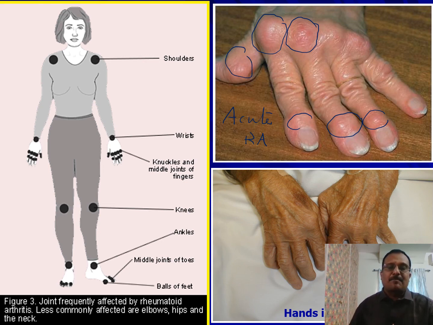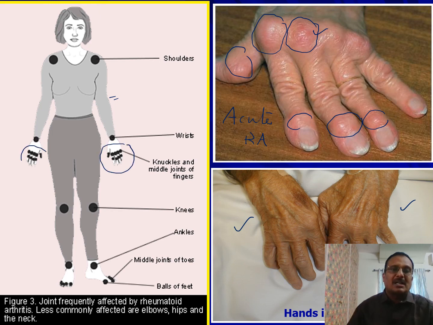But in later stages, because rheumatoid arthritis is seen in many episodes, after some period, because of many episodes, the joints will be flexed like this. See how the hands of chronic rheumatoid arthritis patients look. Here you can see the frequently affected joints. Less commonly affected areas are the elbows, and more commonly affected areas are the small joints of the hands.